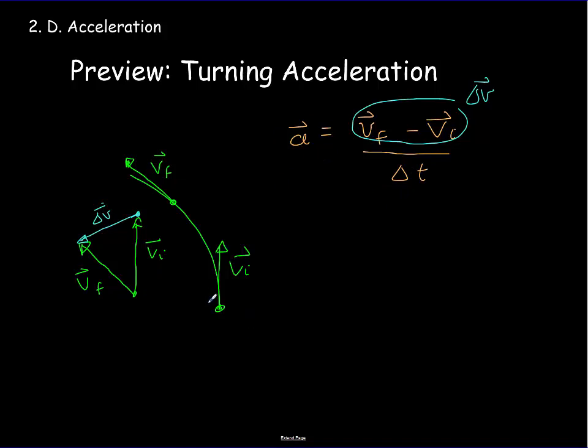So as it turns out, the acceleration vector will always point towards the center of the circle. This would be the acceleration vector. And it would keep changing its direction, but it's always pointing towards the center of the circle. And the force that's making it turn would always point in the same direction.